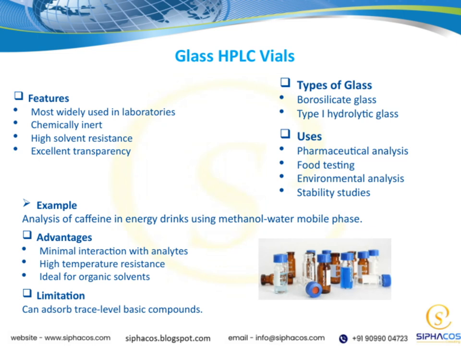Regarding glass HPLC vials, they are essential components in many analytical workflows. Their features include being the most widely used in labs, largely because of their chemical inertness and high resistance to solvents. Plus, they offer excellent transparency, which is important for visual inspection and UV detection during analysis. Overall, glass's combination of chemical stability, durability, and transparency makes it indispensable in many analytical and preparative processes in the lab.